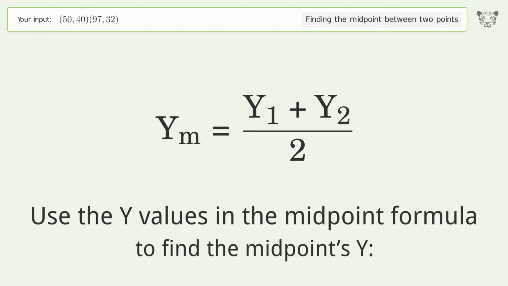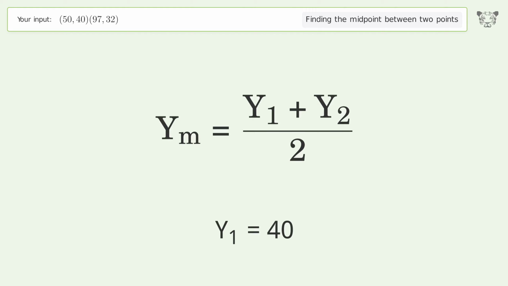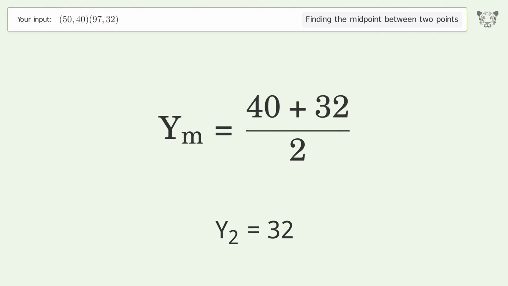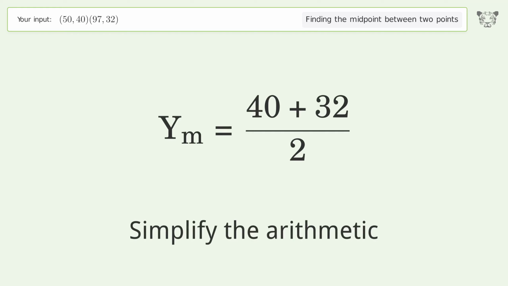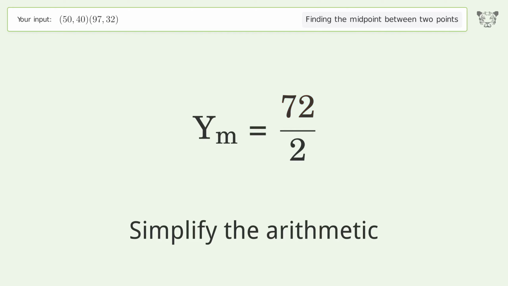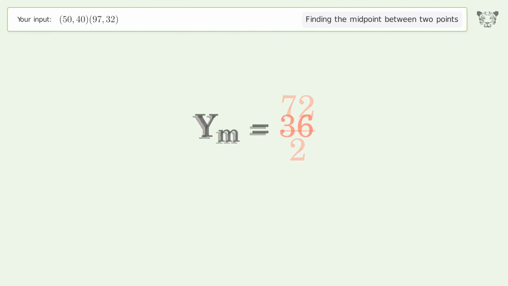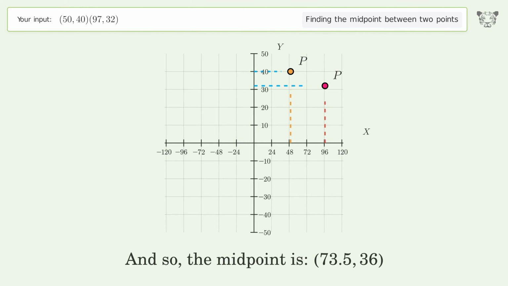Use the y values in the midpoint formula to find the midpoint's y. y1 equals 40. y2 equals 32. Simplify the arithmetic. And so, the midpoint is 73.5, 36.